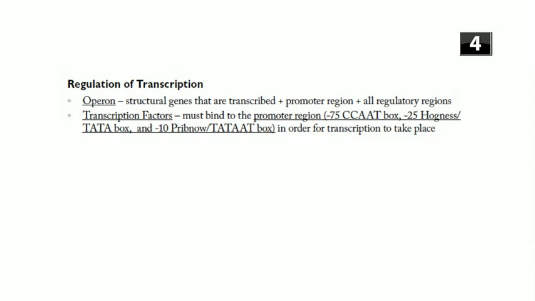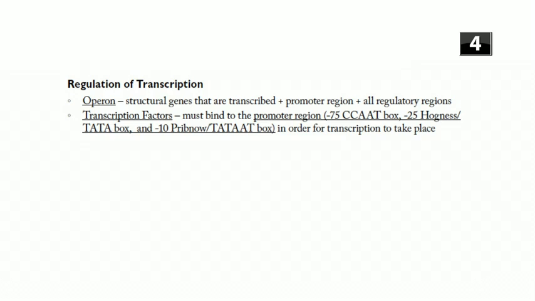So the CAT box is a sequence of DNA about 75 nucleotides upstream from the start site, and it has the sequence CCAAT. The TATA box is about 25 nucleotides upstream, and it has the sequence TATA followed by a bunch more A's. And then the Pribnow box is another sequence. It's about 10 nucleotides upstream, and it also contains the TATA plus AT, so it's TATAAT. But all three of those regions are promoters, little areas of DNA where the transcription factors can bind.